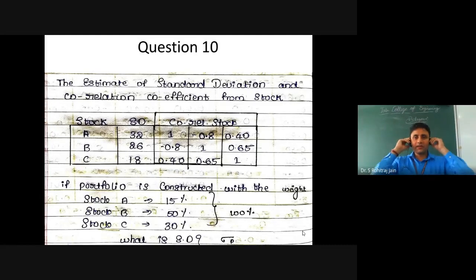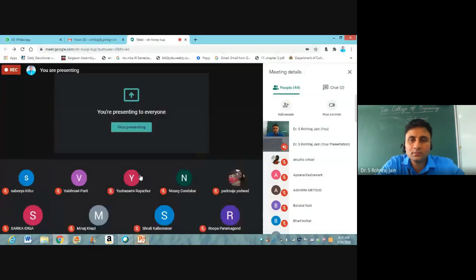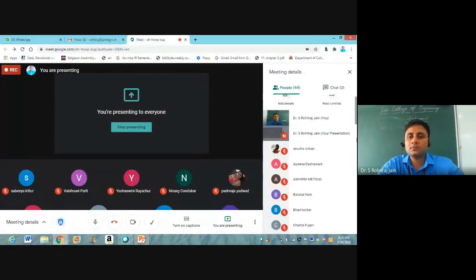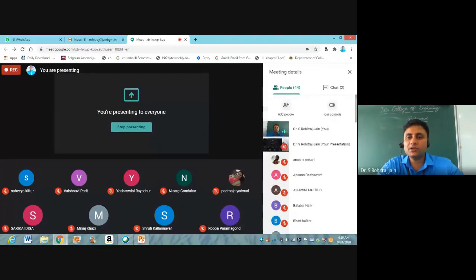So this problem, everyone has understood, or if you have any query, please stop and ask me. Understood? The previous problem, everyone has understood: calculation of expected return, variance, standard deviation, then correlation coefficient, then covariance. Shall I go to the next problem? You have understood, students? Please tell yes sir, no sir.